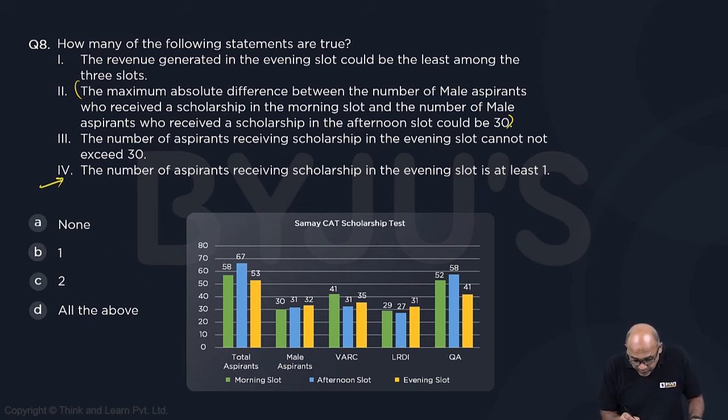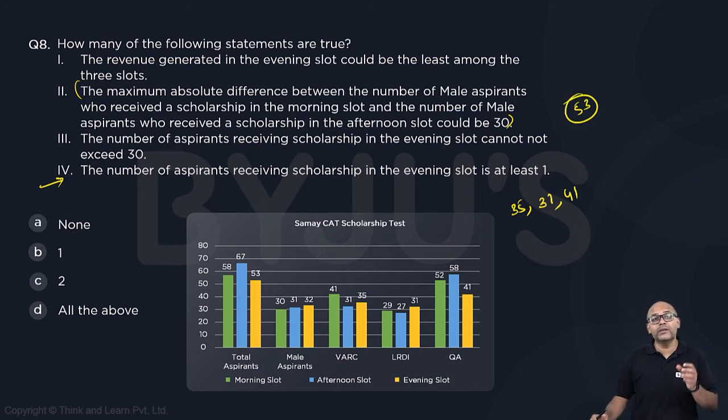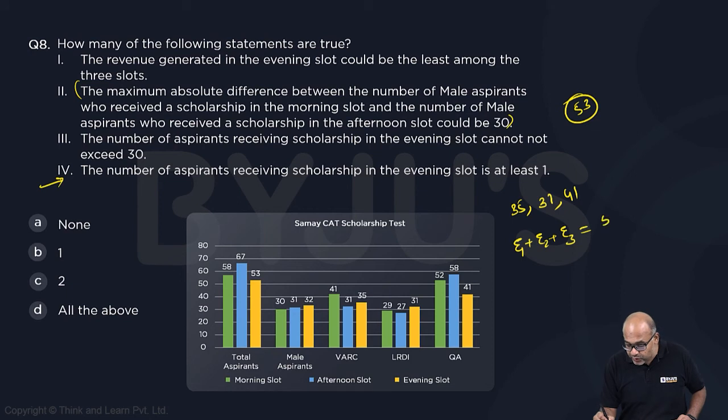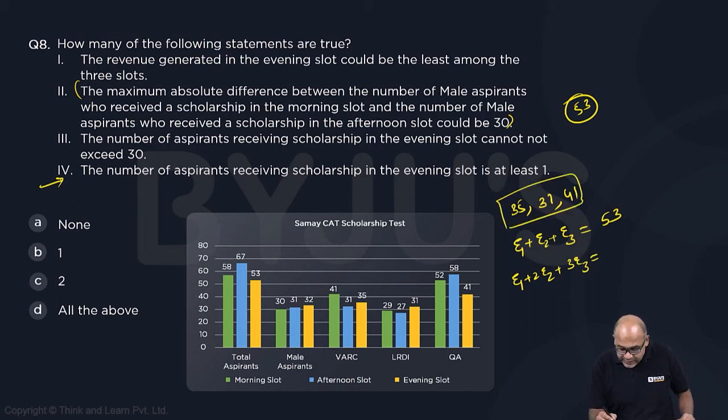If you look at the evening slot, it has 35 in English, 31 in LRDI and 41 in math, whereas totally there are 53. So let us see what is the minimum who can get all three scholarship, all three cutoffs. So exactly 1 plus exactly 2 plus exactly 3. We saw the basic idea, and we are going to repeat that idea here. So exactly 1 plus exactly 2 plus exactly 3 should be equal to 53, whereas exactly 1 plus 2 times exactly 2 plus 3 times exactly 3 should be equal to the sum of these three. So this is 40, 70, 100, 105, 106, 107.